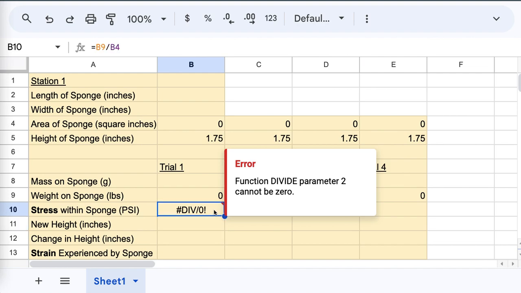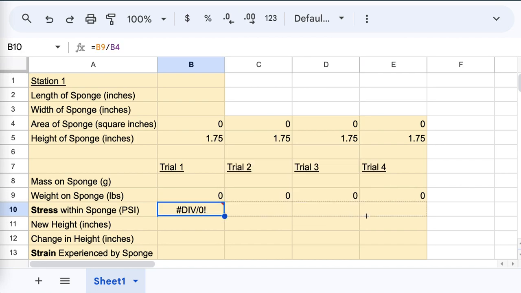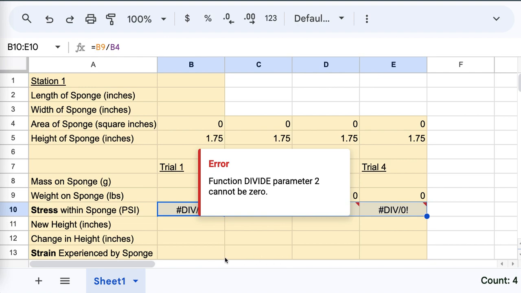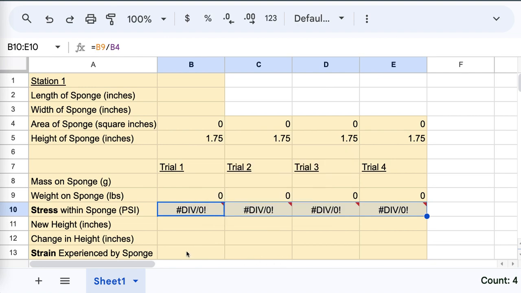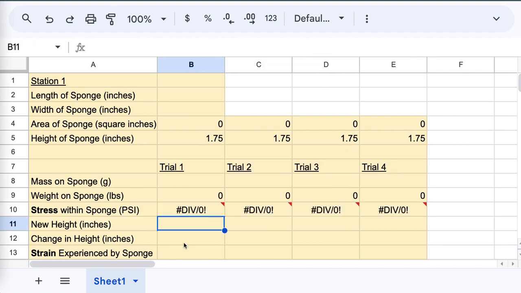Now, again, I could go program the other cells, but I could also just drag this circle over, and I just programmed all of those. Okay. The new height we're going to measure. It was 1.75 inches tall. We put some number of grams on it, and now it has a new height. So it went from 1.75 down to 1.5. Well, then it would have gotten a quarter inch shorter.